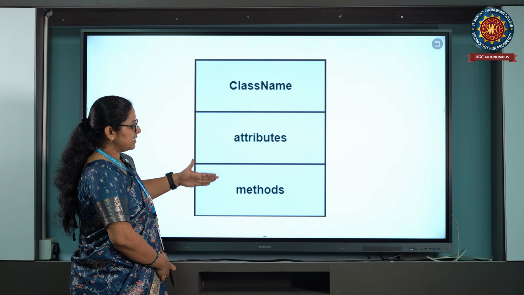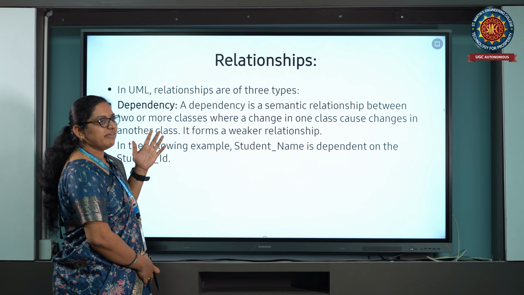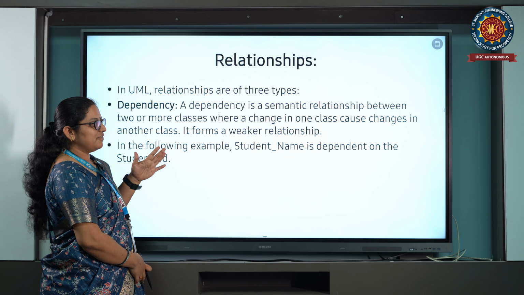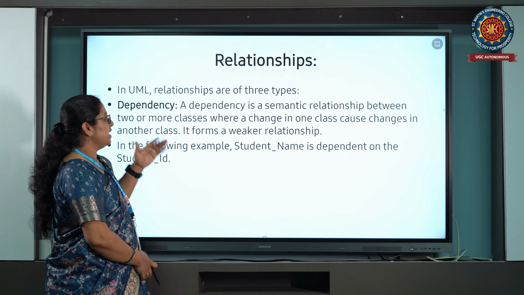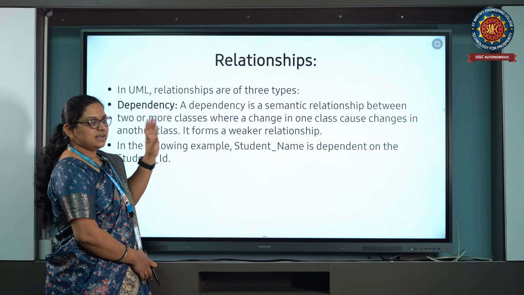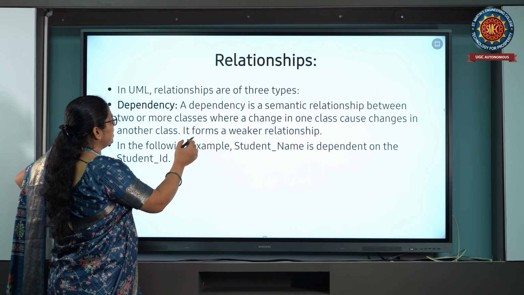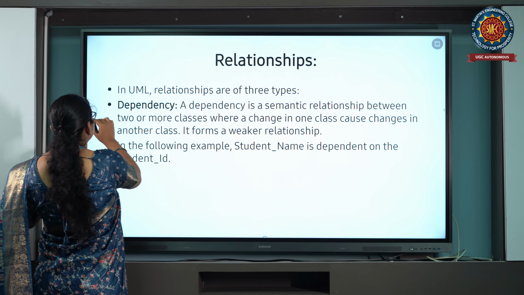It interacts with the class. Next, in this UML we have relationships. In these relationships, the first one is dependency. Dependency is a semantic relationship between two or more classes. This is the semantic representation. Dependency. For example, student.